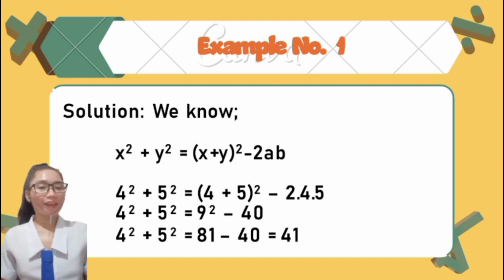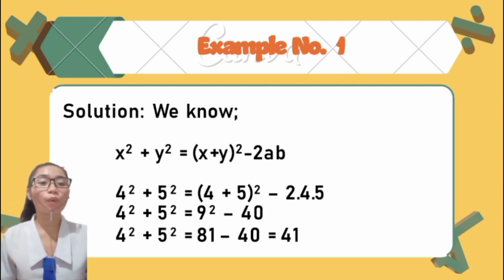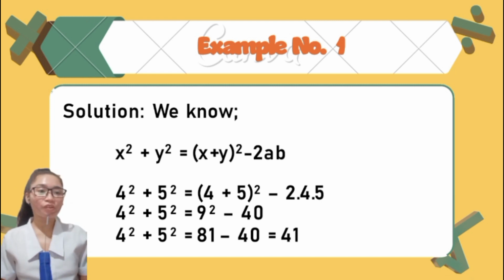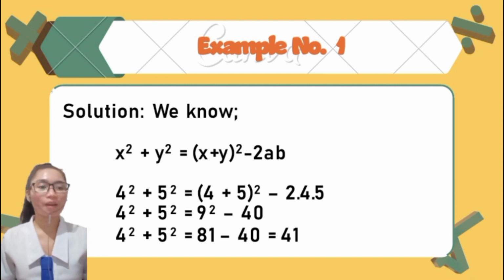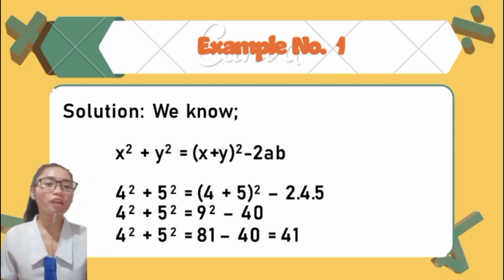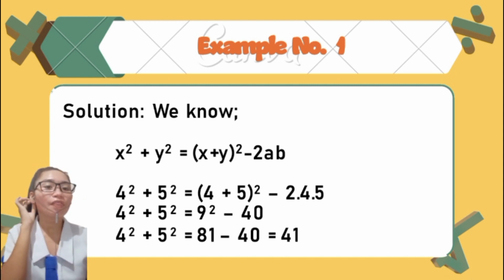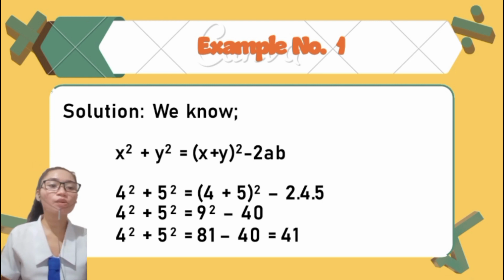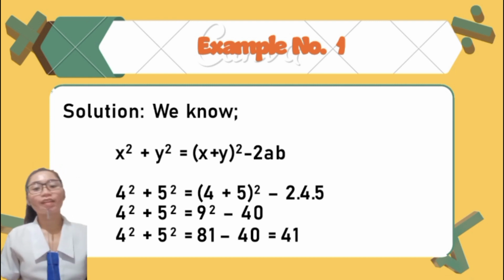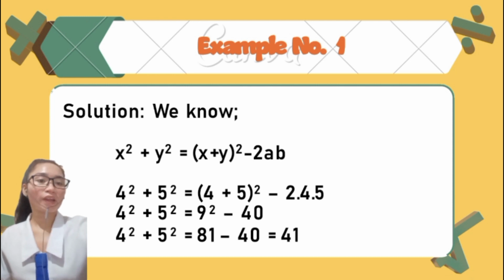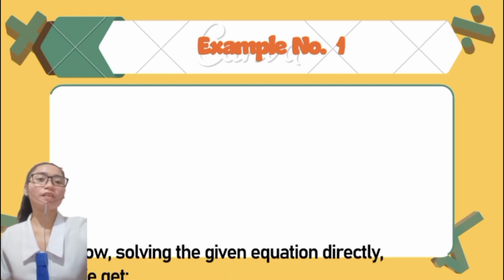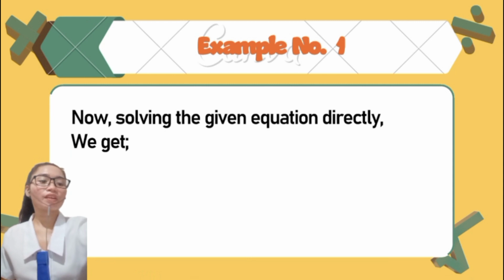So let x be 4 and then y is 5. Let's substitute the values. So that would become 4 squared plus 5 squared is equal to the quantity 4 plus 5 squared minus 2 times 4 times 5. Simplified further, 4 squared plus 5 squared is equal to 9 squared minus 40. And then simplified further, that would become 81 minus 40. And the final answer is 41.